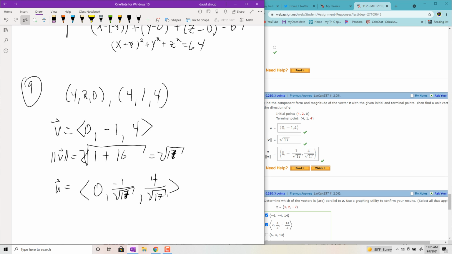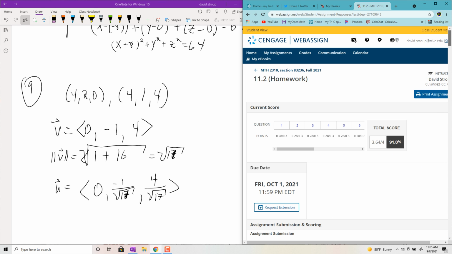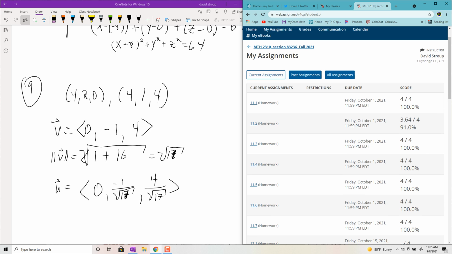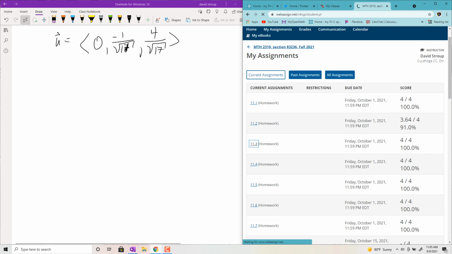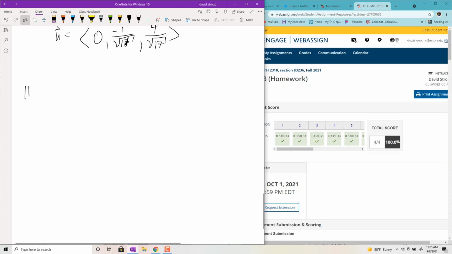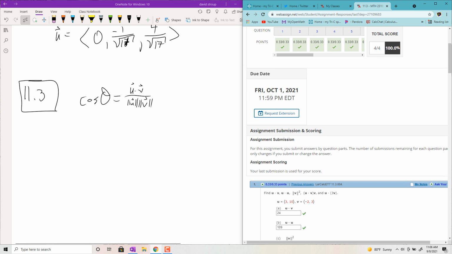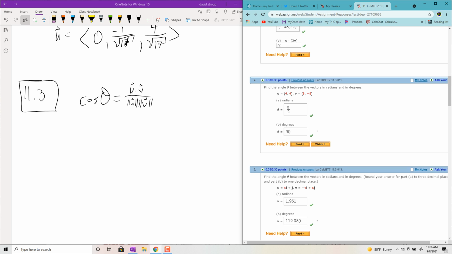Let's move into 11.3. I believe in 11.3 we're getting the dot product, our first type of multiplication, quote unquote. The dot product results in a scalar. Geometrically, there are some relationships with the dot product. So cosine theta is u dot v all over the magnitude of u times the magnitude of v, and the relationships therein. Let's take a look at number 5.